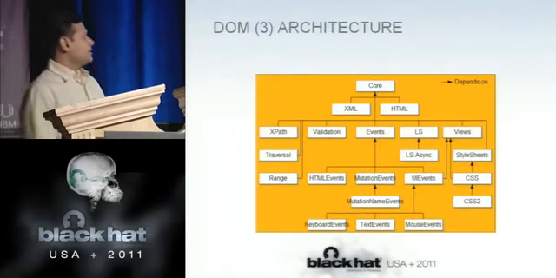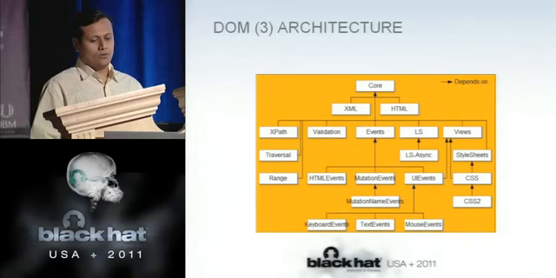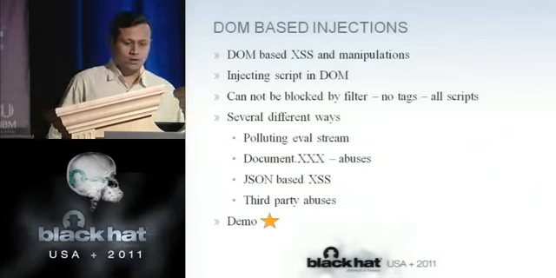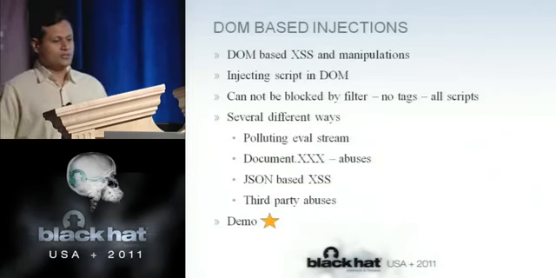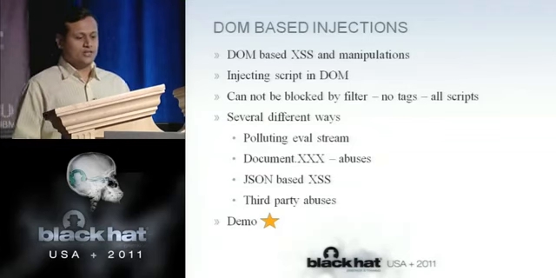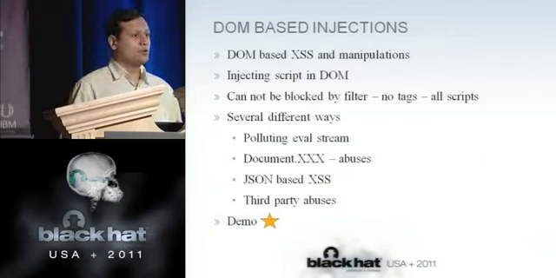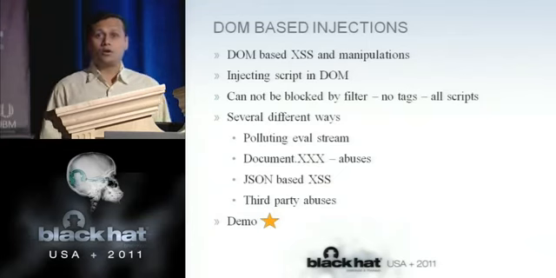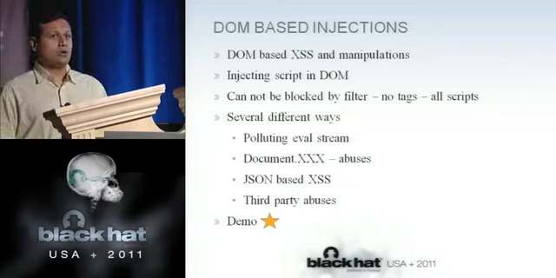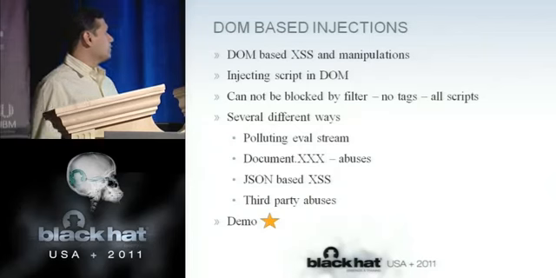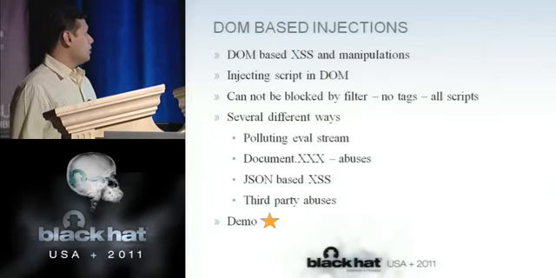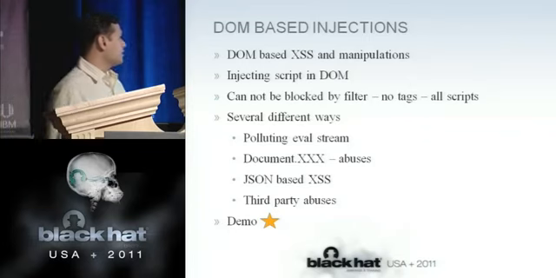The DOM, as I said, is now DOM 3, which allows you to do XPath and a lot of different stuff which is already added to our document object model. One of the injections is DOM-based injection, DOM-based XSS, injecting script in the DOM. There are several different ways: polluting eval, document.xss, so your document.write calls, your document.innerHTML calls, and so on. All these different calls will allow you to do DOM-based XSS, and JSON-based XSS is possible.